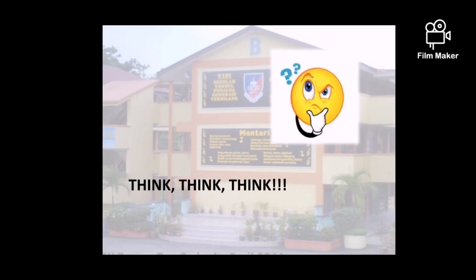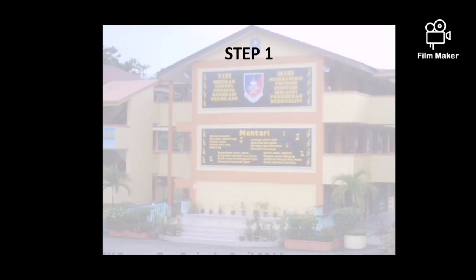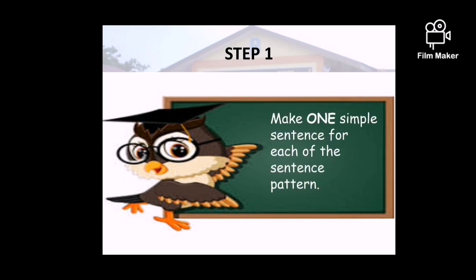Okay, we have learned all about that, and this is the time for you to move your brain and think about it, to do a task to sharpen your techniques in forming sentences. The first thing you have to do is make one simple sentence for each sentence pattern, just like what you learned in the last lesson, which includes SV, SVO, SVA, and SVN.